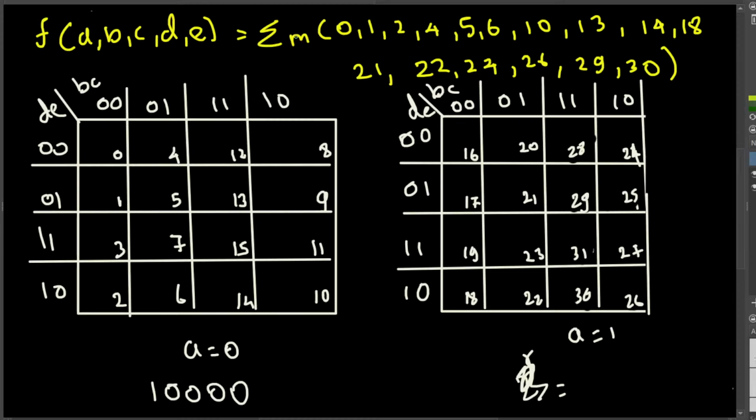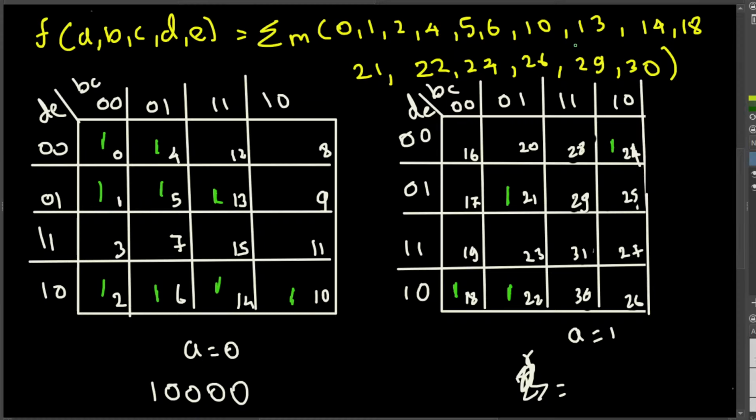Here, what does minterm mean? These are locations of ones. So at 0 we have a 1, at 1 we have a 1, at 2 we have a 1, at 4 we have a 1, at 5 we have a 1, at 6 we have a 1, at 10 we have a 1, at 13 we have a 1, at 14 we have a 1, at 18 we have a 1, at 21 we have a 1, at 22 we have a 1, at 24 we have a 1.